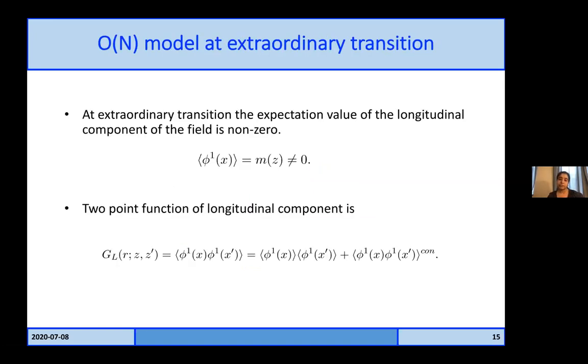So now, since the O(N) symmetry is broken at the extraordinary transition, we have to implement that. And in order to do that, we separate out one component of the O(N) field, and we choose this to be phi 1, the first component of the field. And the expectation value of this is non-zero. And here again, we use the fact that the translational symmetry along the parallel direction is preserved. So this is a function of only the coordinate z. And this is how we define the two-point function of the longitudinal component. So it has a disconnected part and also a connected part. And this part is non-zero because of this.